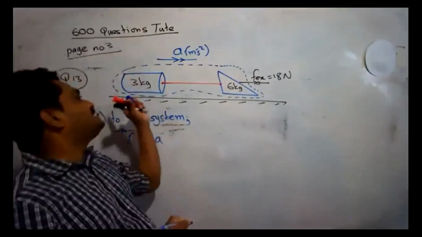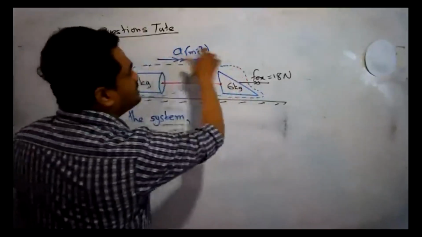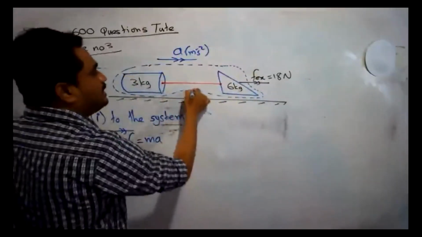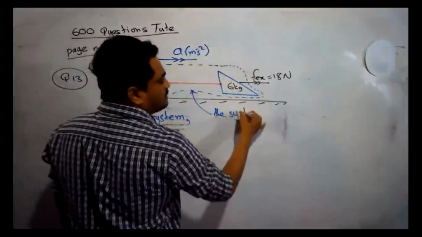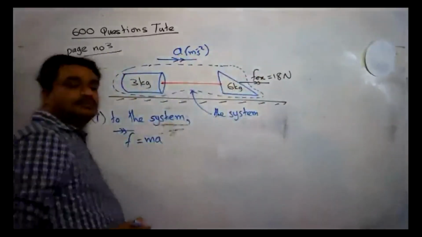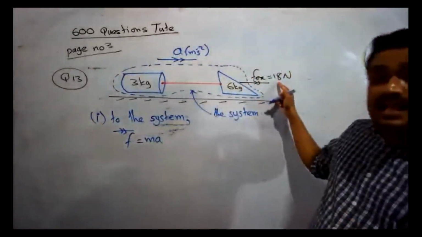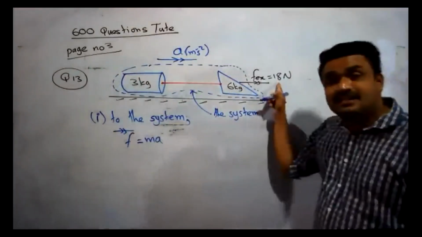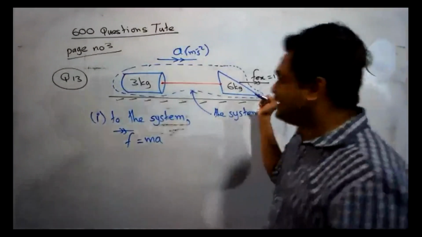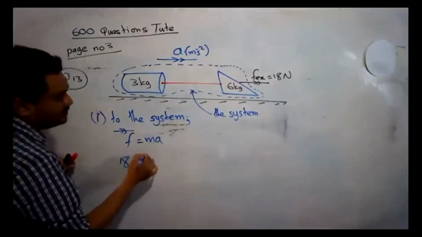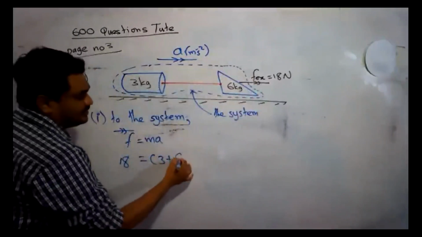If we consider everything as a single system, what is the only force acting on the system? The things inside this dotted line margin are said to be the system. So what is the only force acting on the system? The external force. What is it? 18 Newton force. What is the total mass of the system? 9 kilograms.